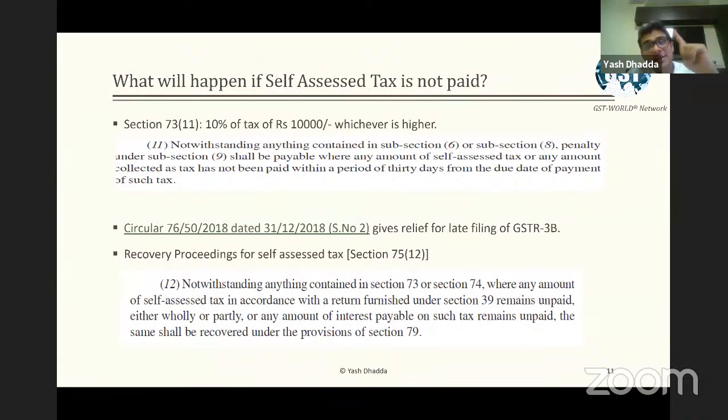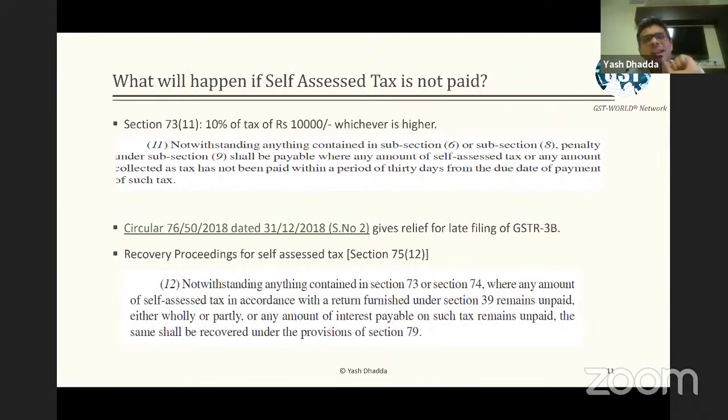But mind you, friends, the benefit according to the circular is available only when you pay the tax and interest. That is why the first point we tell all our clients is: if you are filing a GSTR 3B late and you don't want to come under scrutiny where tomorrow the department says the 73(11) penalty has to be levied, then take the benefit of this circular. It is a beneficial circular and it is binding on the department, because the circular uses the words that you pay tax and interest both.